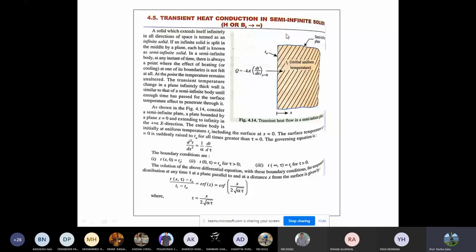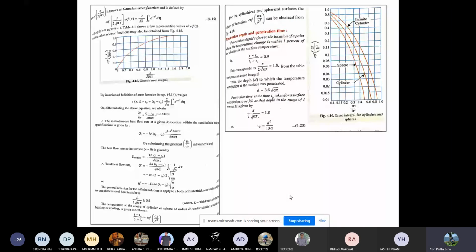Okay. Now if you solve this differential equation with the boundary conditions for temperature distribution, you get a complex equation which is known as the error function. So that is actually (T(x,tau) minus Ta) by (Ti minus Ta) equals the error function of Z. That Z is given by x by 2 square root of alpha tau. Here alpha is the thermal diffusivity. This is known as the Gaussian error function.